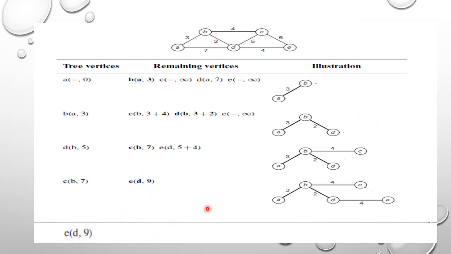Now what are the shortest paths? From A to B is the shortest path, with path length 3. A to C is via A, B. So A, B, C makes a path with the length 7. And similarly A to D, how does it make? A, B, D gives you the minimum path length 5. Then A, B, D, E, from A to E, takes a path length 5 plus 4, 9.